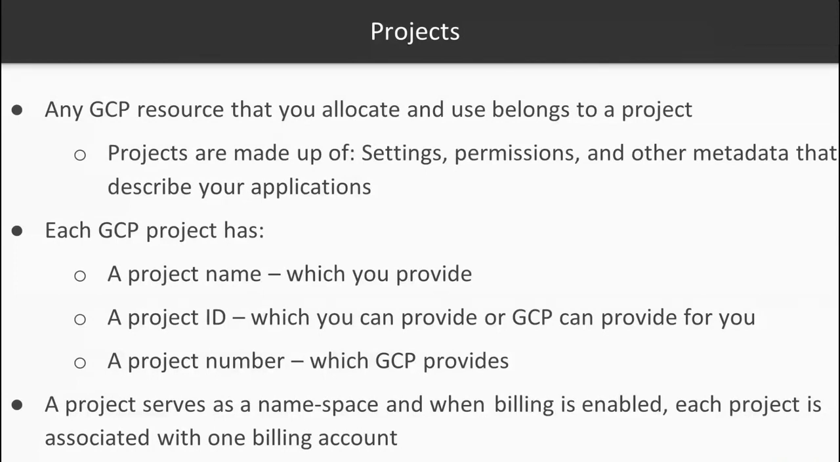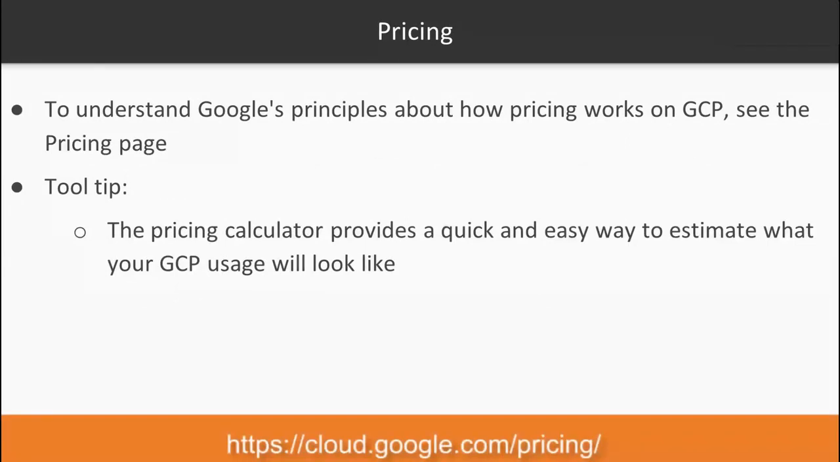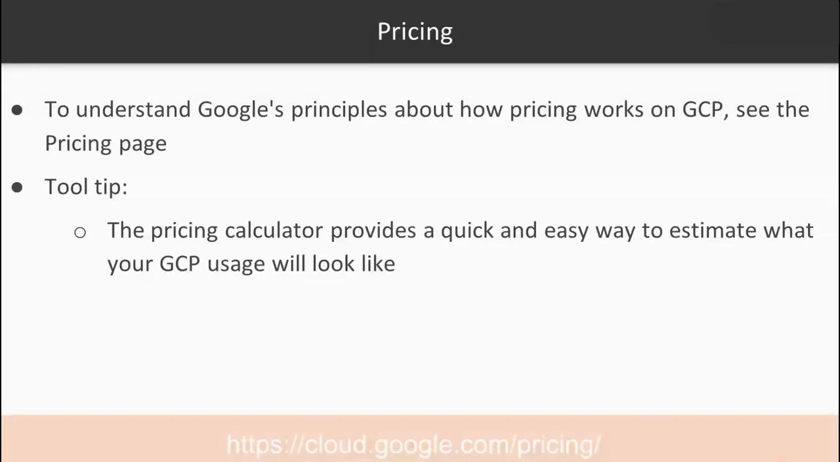A project serves kind of like a namespace, and when billing is enabled, each project is associated with exactly one billing account. To understand more about the principles about how pricing works on GCP, see the pricing page. To understand pricing for individual services, you can take a look at the product pricing section. And there's even a pricing calculator that provides a quick and easy way to estimate what your costs will look like on GCP.